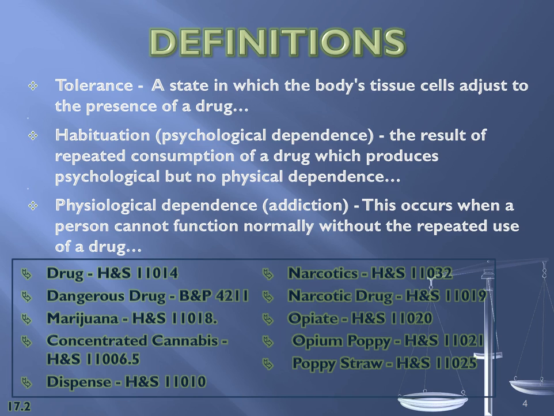Now, definitions that come to mind that you really need to know outside of some of these other ones would be things like tolerance. What is tolerance? Well, tolerance is a state in which the body's tissue cells adjust to the presence of a drug. The term tolerance refers to a state in which the body basically becomes used to the presence of a drug in a certain given amount, and eventually fails to respond to ordinarily effective doses. So hence, increasingly larger doses are necessary to produce desired effects.